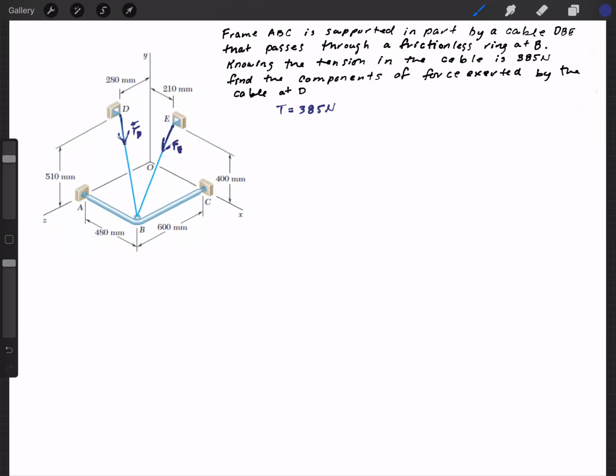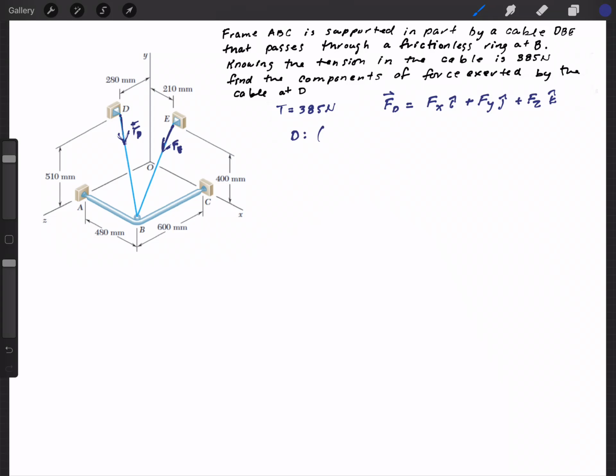To find the force at D, which is a vector, we're trying to find the x component, the y component, and the z component of that force at D. So the first step is to find the vector at D, and to do that we need the coordinates of the endpoints. So we want the coordinates of point D.